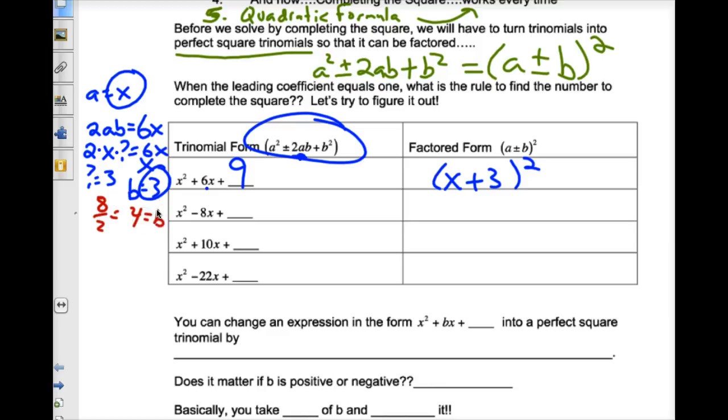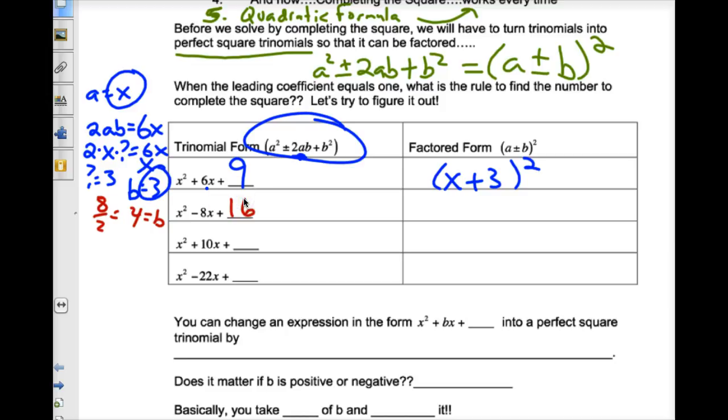It's negative 8. Don't worry about the signs, because we already know the signs. It always has to be plus. It's going to be plus at the end. Now, somebody square 4 for us. How about 16?